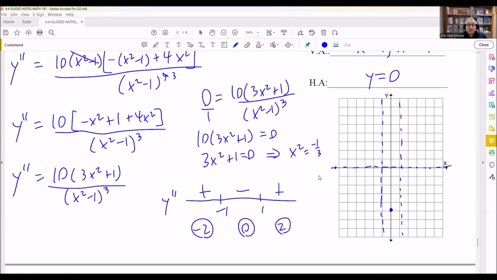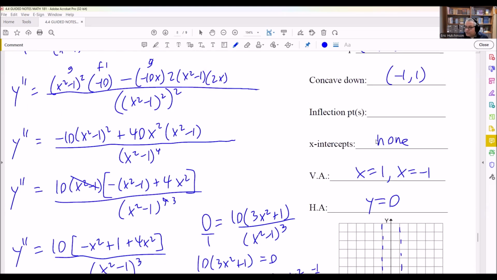Now, inflection points. We might think that there's inflection points at -1 and 1. However, remember, these are undefined in the original function. So we can't have any inflection points because these points don't exist on the graph because we have vertical asymptotes here. So for inflection points, we actually have to put on this one D and E.